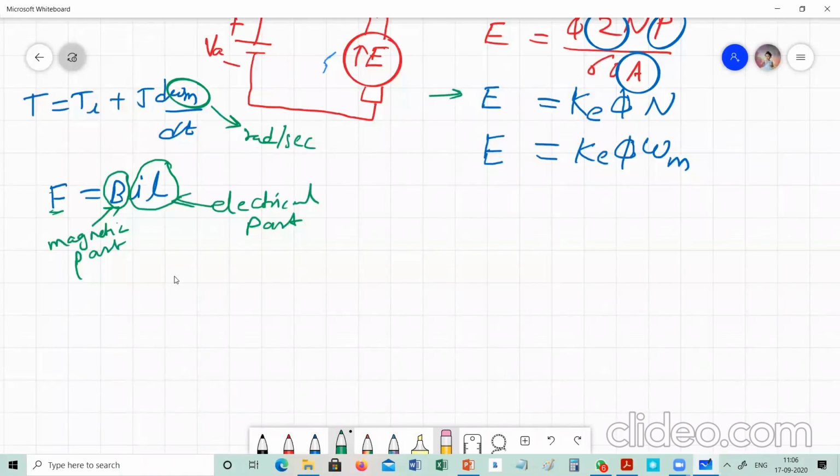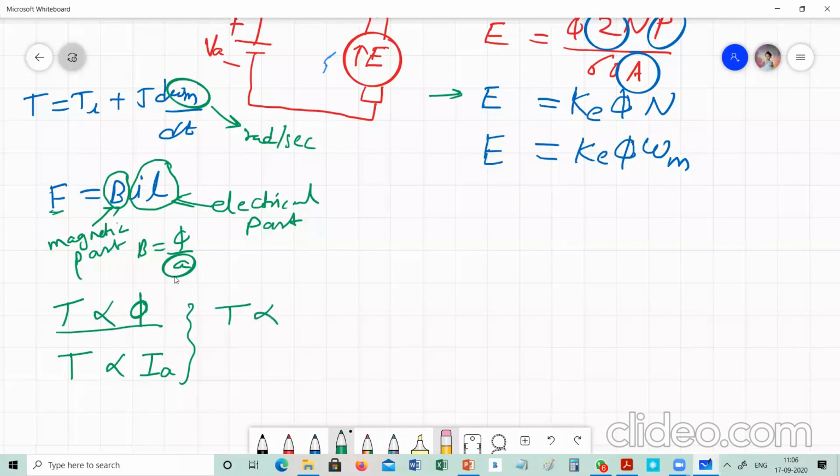torque is nothing but a bidirectional force. So we can write torque is proportional to phi, because B is equal to phi by A, and A is the area of cross section. For a given machine, it is going to be constant. So instead of B, I can write phi. Means T is proportional to phi. Also, T depends on the current, in this case the armature current IA.